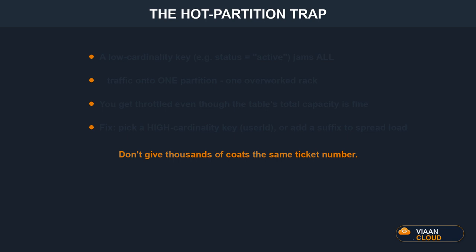A table with plenty of capacity that still throttles. This is the hot partition. If you pick a low cardinality partition key, say a status that's only active or inactive, all your traffic jams onto 1 or 2 physical partitions, one overworked rack, and those requests get throttled even though the table overall is barely busy. The fix is a high cardinality key like user ID, or adding a suffix to spread writes across many partitions. Don't give thousands of coats the same ticket number.